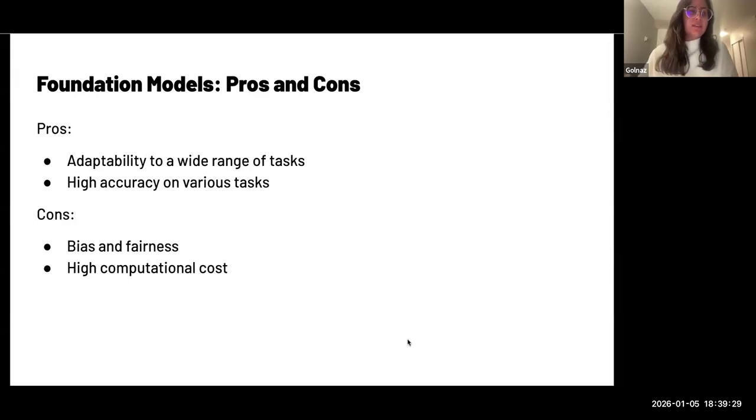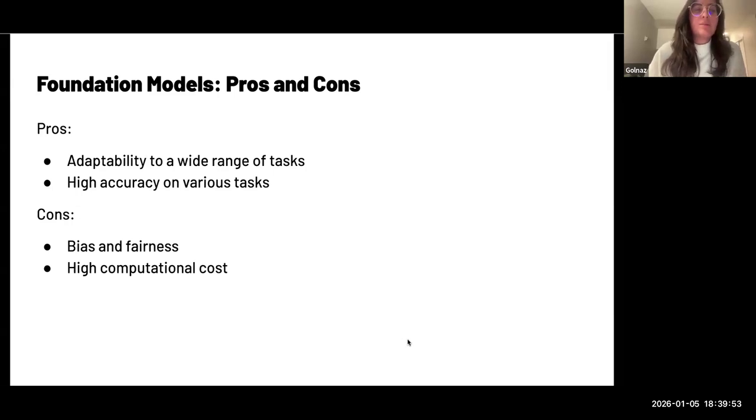And you can imagine that there are also pros and cons to these models. Since they are trained on big and diverse data sets, they can be used for many general purposes, and they can also be adapted to a wide range of tasks. And they're shown to have higher accuracy on many tasks.